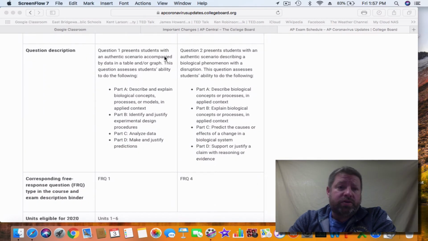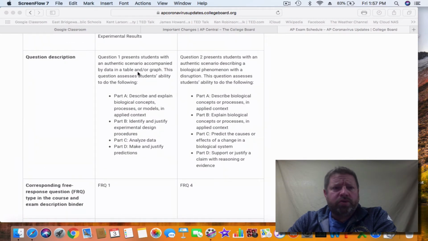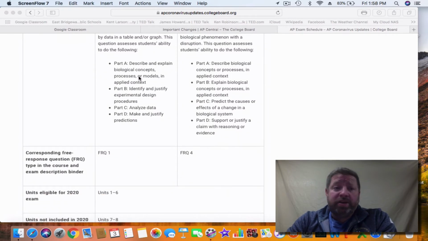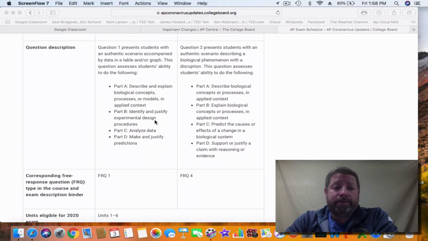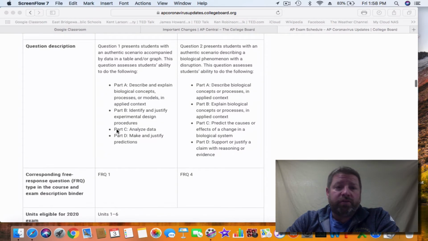A couple other things. We've done a number of these questions, so you should be in pretty good shape. Question one is going to be some type of lab scenario, and there'll be some type of data table or graph. Like we've done in the past, you'll have to describe what the data is giving you, come up with an analysis of that data, and then make a prediction and justify the prediction. This is very, very similar to questions we've done throughout the course of the year. What we'll do is look at the last 7 or 8 questions together one by one and make sure that you're feeling pretty comfortable with those.